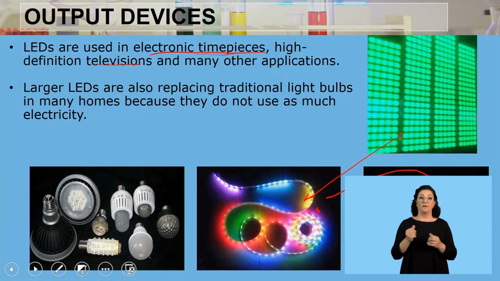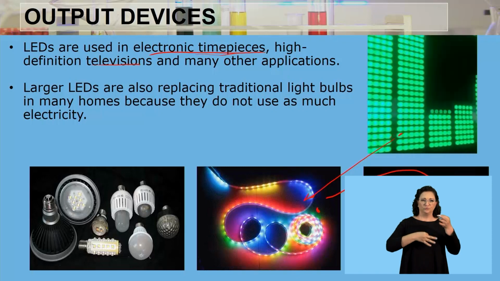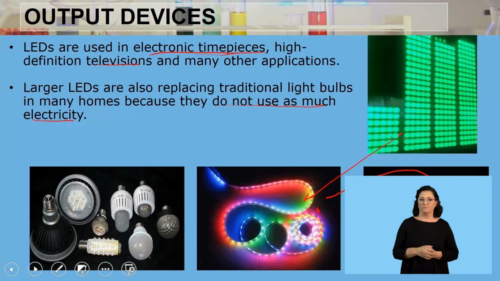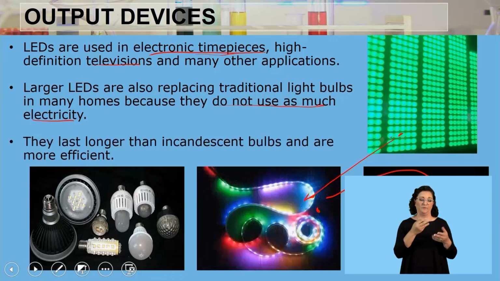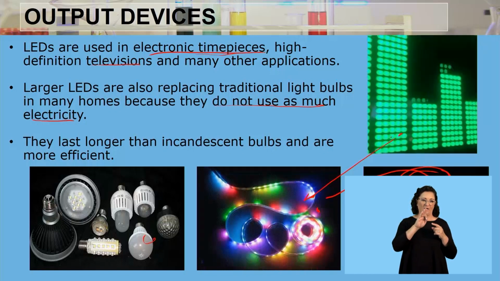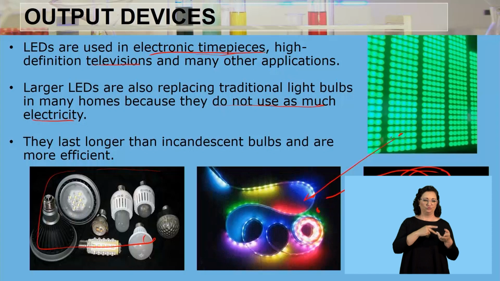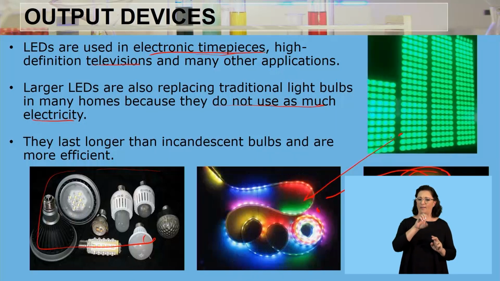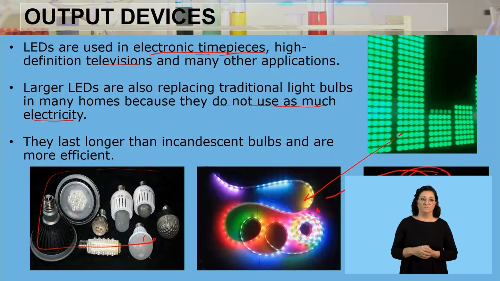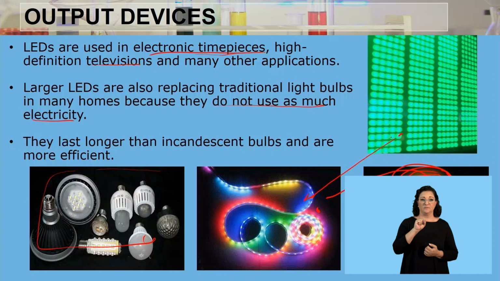Larger LEDs are also replacing traditional light bulbs in many homes because they do not use as much electricity. At home, we sometimes replace incandescent lights with LED lights. Why? Because LED lights do not use as much electricity as lights which have a filament. And obviously, because incandescent lights have a filament, they burn out. You might have to replace the light bulb every 2 months or even every month, and that costs a lot of money.